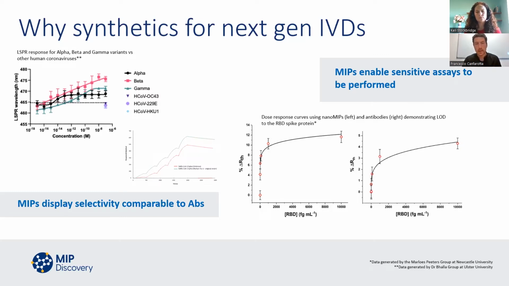On the right-hand side, that's another example of a sensor. In this case, it is based on detecting tiny differences in temperature when the analyte binds to the immobilized nanoMIP. This was done in collaboration with Newcastle University. And you can see how the 2 graphs essentially are very comparable, and they are the dose response curves for the nanoMIPs on the left-hand side and antibodies, demonstrating the comparable performance of nanoMIPs to antibodies.